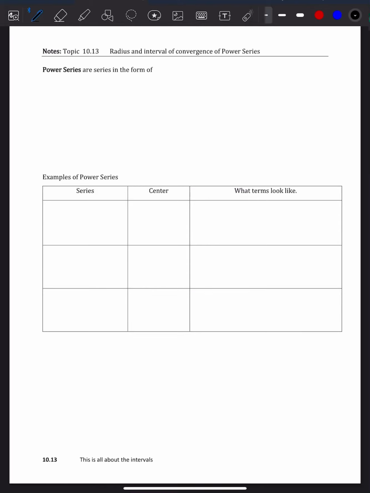Today we're going to be talking about the radius and interval of convergence of a power series. So this is a different thing than a geometric series where we're dealing with powers. We literally call this a power series. So the first thing that we want to talk about is what is a power series.